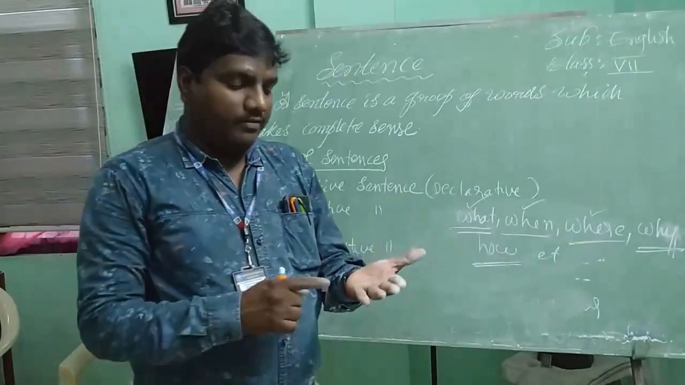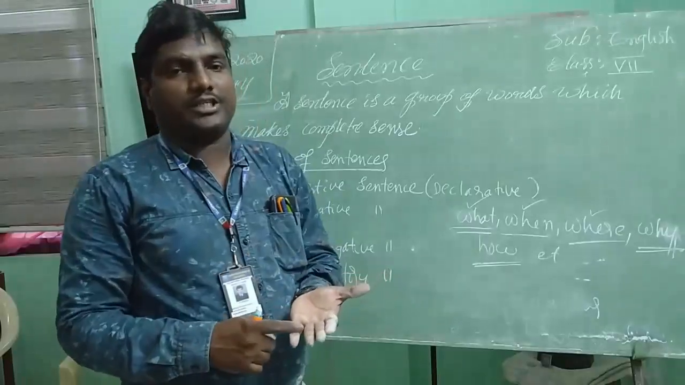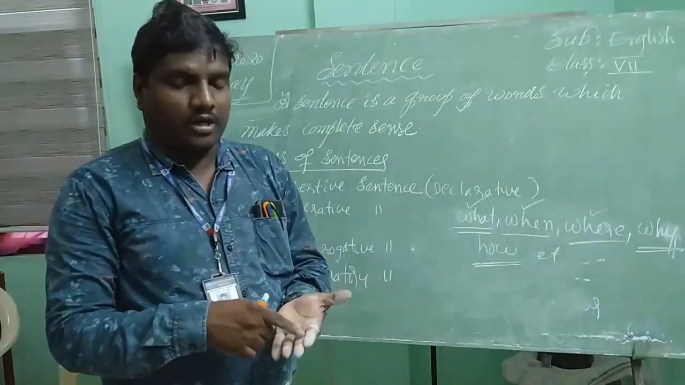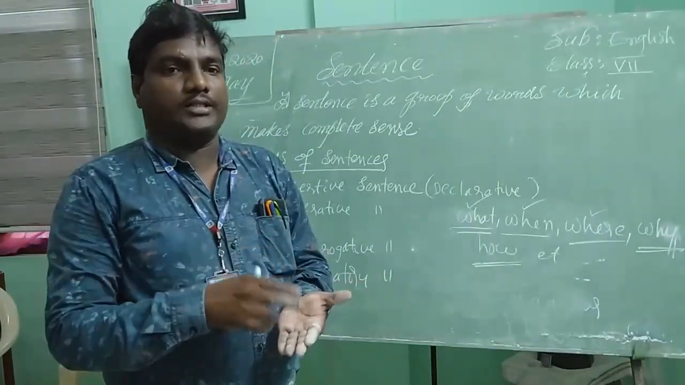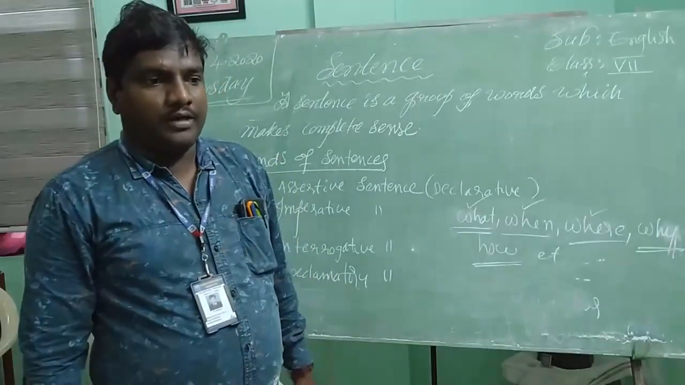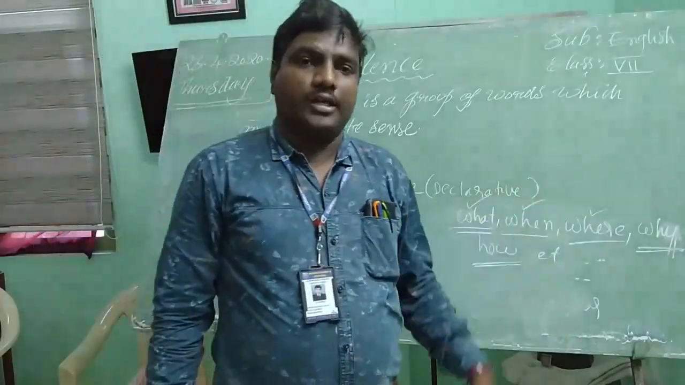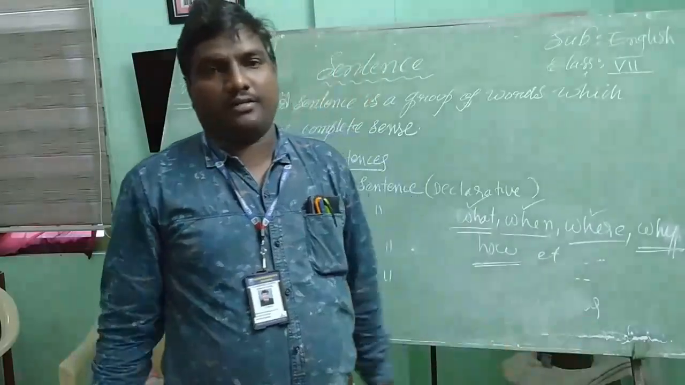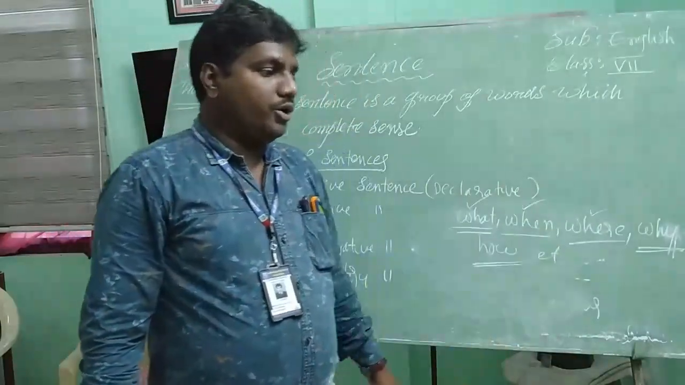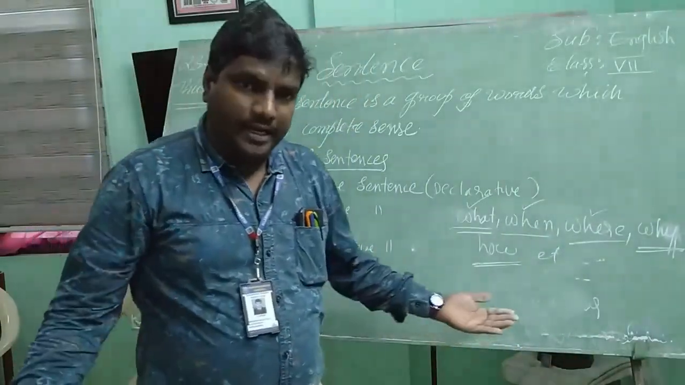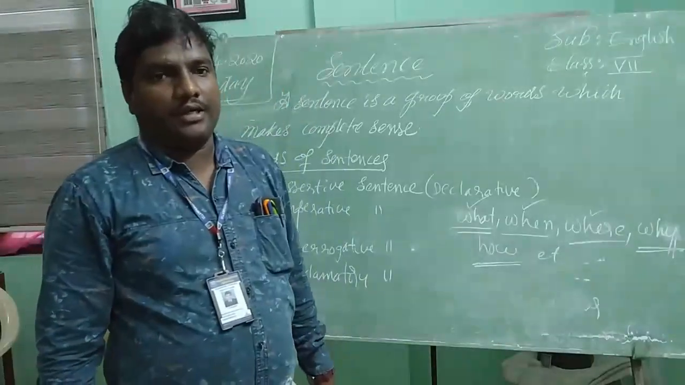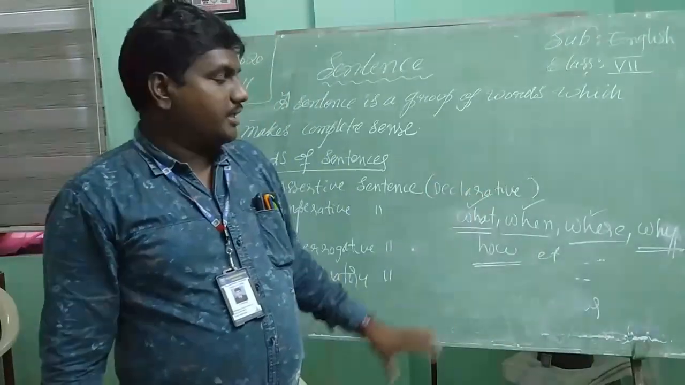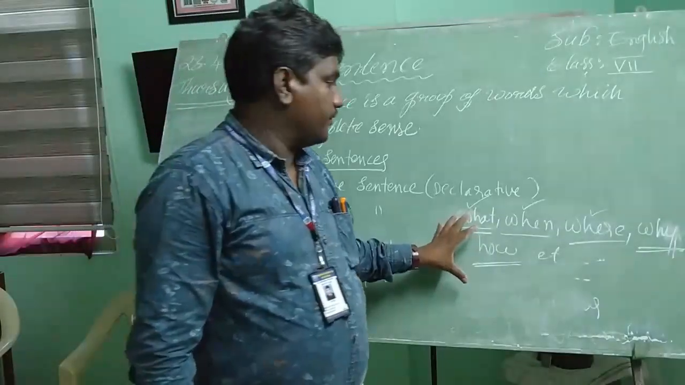Next, yes or no questions, which we have seen previously. What are they? Helping verbs. With the helping verbs, we will start yes or no questions: is, am, are, was, were, do, does, did. For example, did you go to college yesterday? Yes, I went. Okay? And do you like sweets? Yes, I like sweets. In this way, we frame yes or no questions with the help of helping verbs.